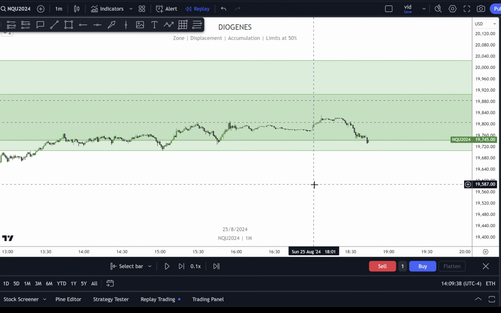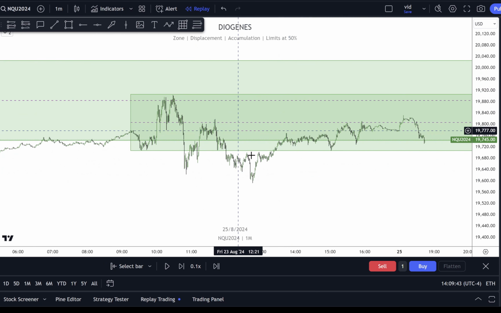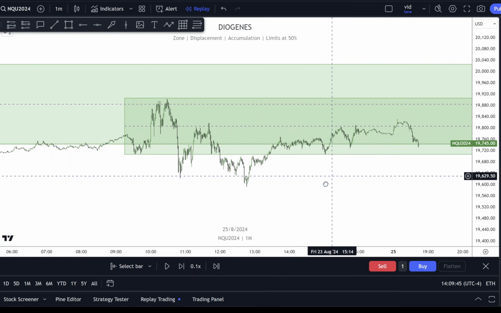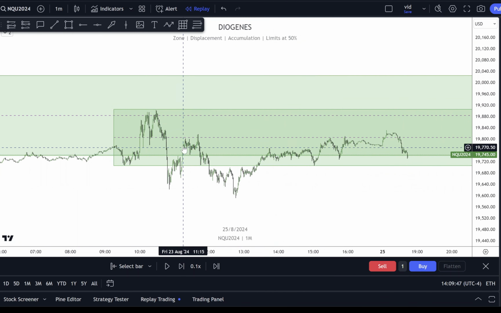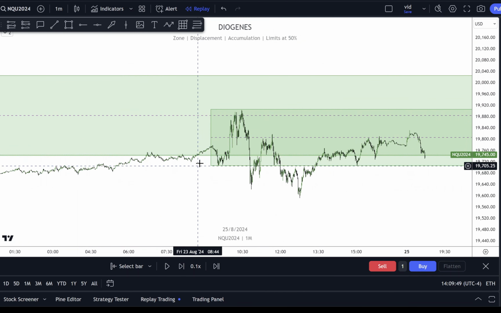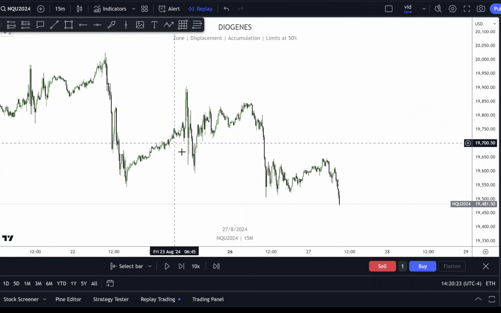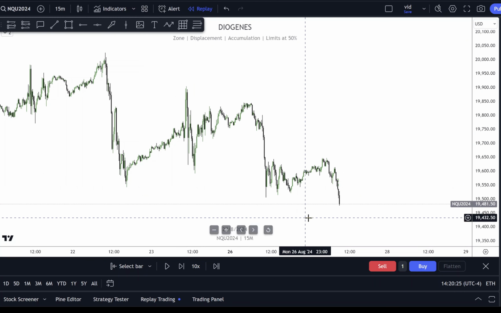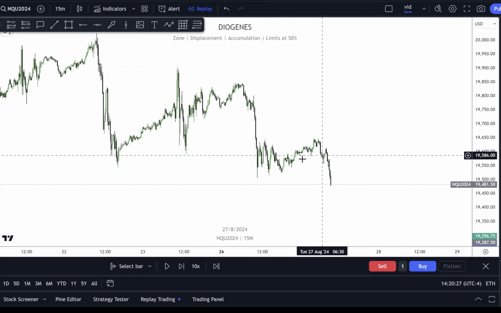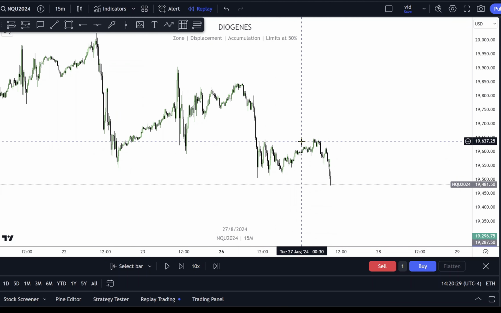But if you stayed on M1, you will not know what's happening, right? So just try to understand these concepts because they will help you a lot. Now, after they closed again under this low, right? So they created another bearish zone in here.